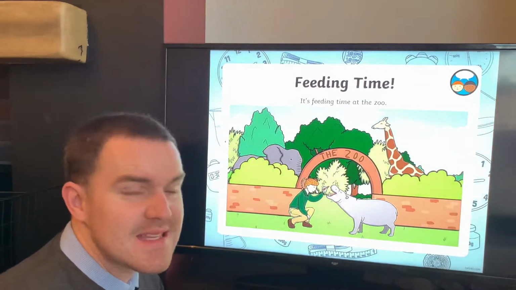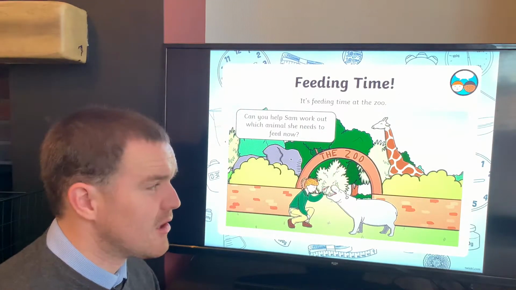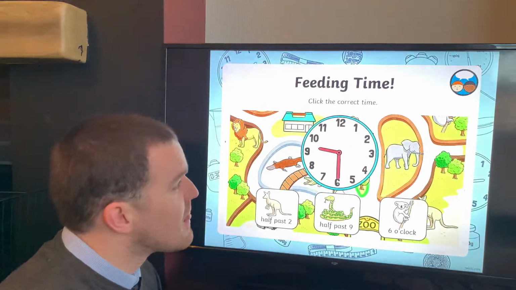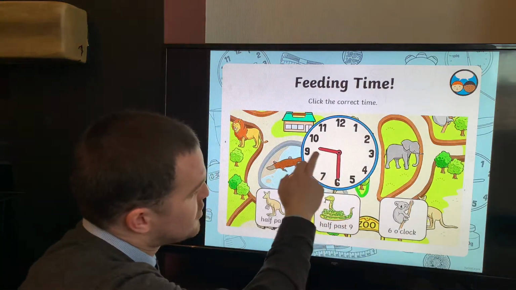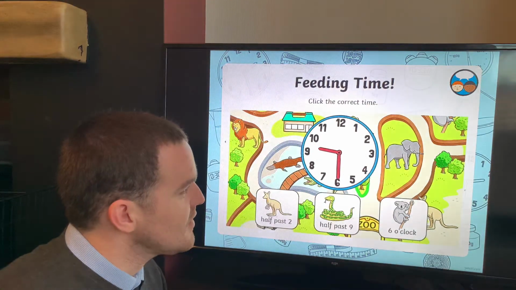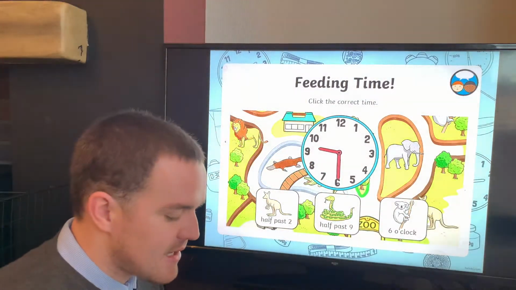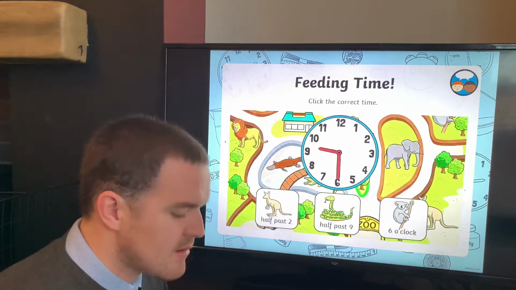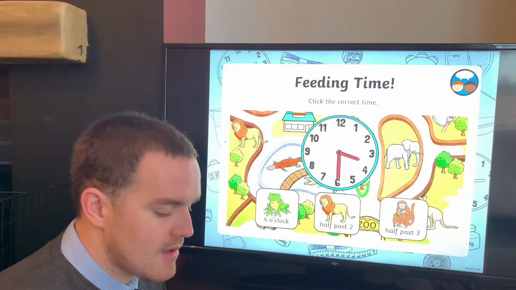Okay, it's feeding time at the zoo. Can you help Sam work out which animal she needs to feed? So we've got some times here. They're written in words this time. And we have our clock. So let's look at our clock. We know it's half and it's between 9 and 10. We have to think which way that's ticking. Well, we know it's ticking clockwise, so it's only just gone past 9. So we are 9:30. Which animal is 9:30 on our display? Well done if you spotted 9:30 is the snake. Okay, let's go for another one.